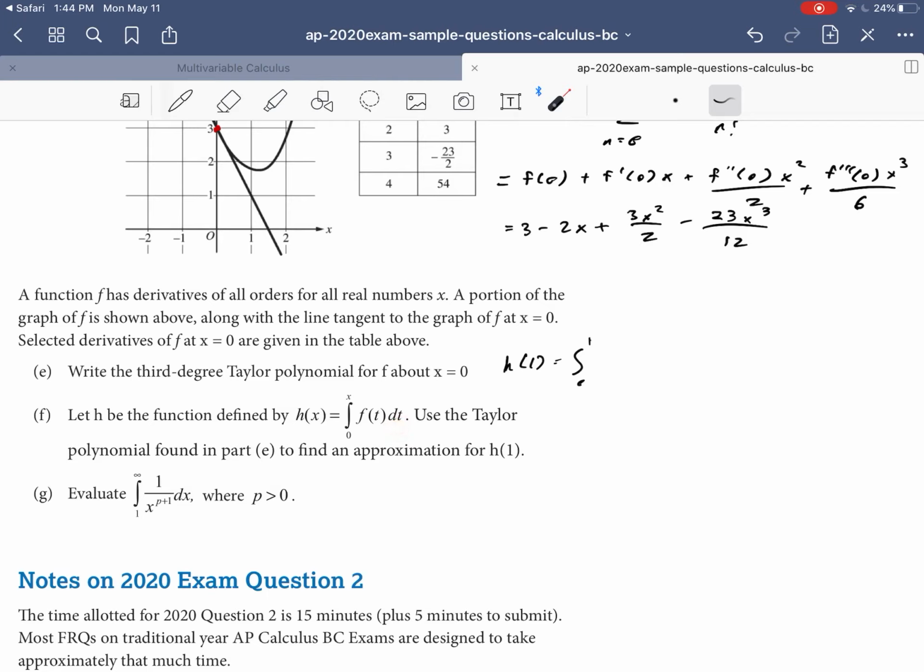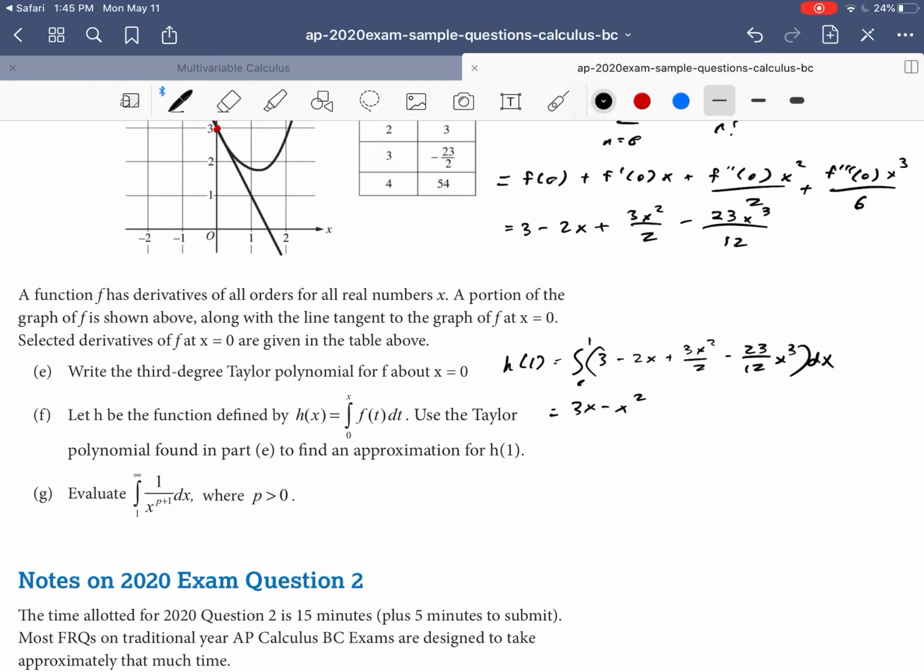Technically, okay, this is a minute detail, but they're using dt here only because we have a dummy variable. Like t is our dummy variable because we're plugging in x, and that's like our independent variable of our integral bound. So whether you write 3 minus 2t plus 3t squared over 2, or you use x's instead, it doesn't matter. It's a definite integral. It's going to be a number. It's variable independent. So I'm just going to use x's since I have x's up there. So we have the integral from 0 to 1 of 3 minus 2x plus 3x squared over 2 minus 23 over 12x cubed, and that's all dx with respect to x.